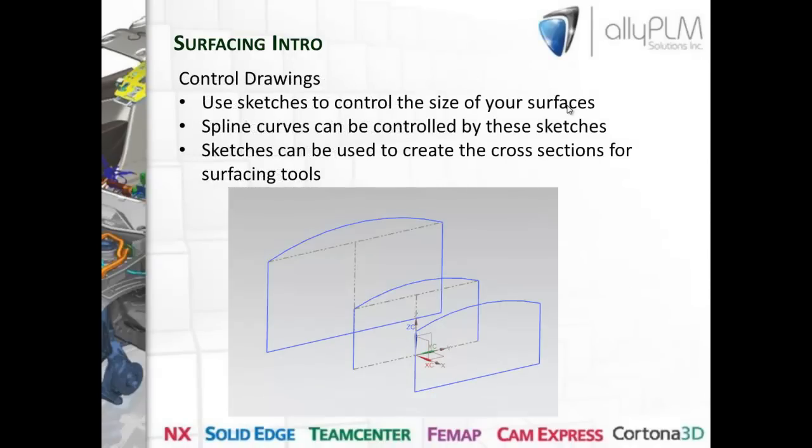So the first piece of that are the control drawings. We can use sketches to control the size of your surfaces. In the screenshot below, you'll see I have three sketches set up, kind of the same shape but different sizes. And what I'm going to do is, not only can I drive that to change the shape of my surface, but I can also create what I'm calling character curves in between those sketches. So those points will locate the endpoints of the curves, and we can use those sketches to drive the shape of the model.